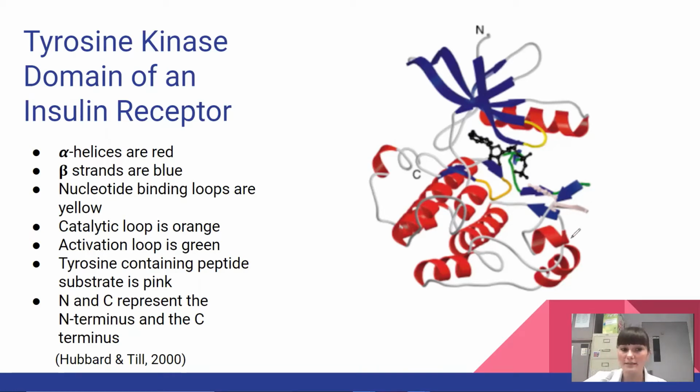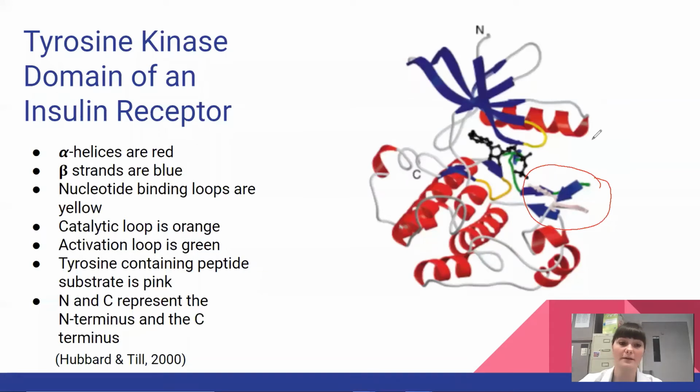There is one part of this that's kind of hard to see, but the tyrosine containing peptide substrate is actually in pink over here. And again, it's a little bit hard to see, but this is the portion that's going to have those phosphate groups bound to it during that autophosphorylation period after dimerization. So this part is the part that's going to activate that complex and then allow signal transduction to take place.